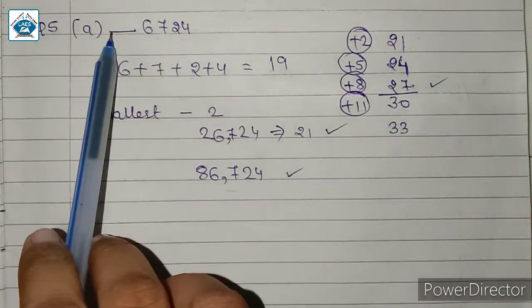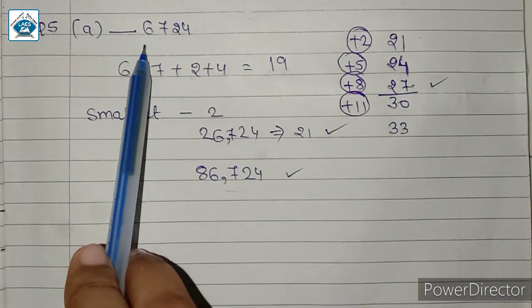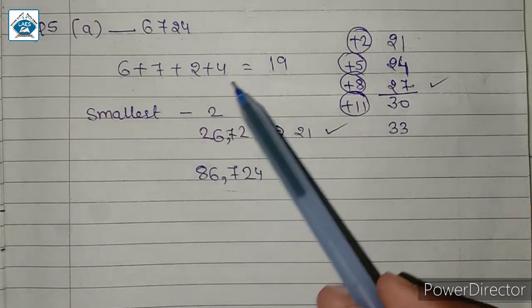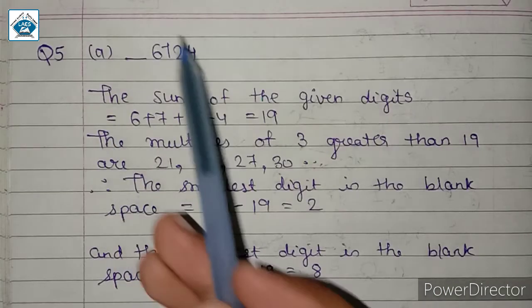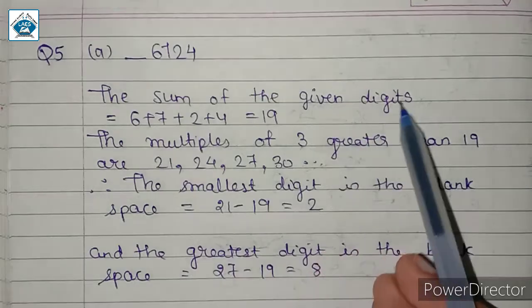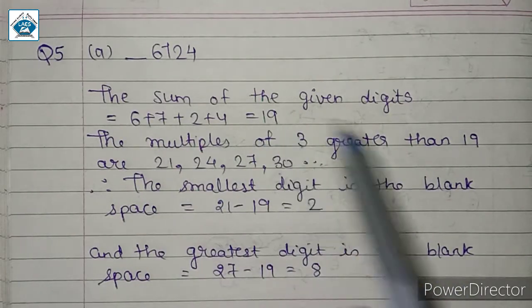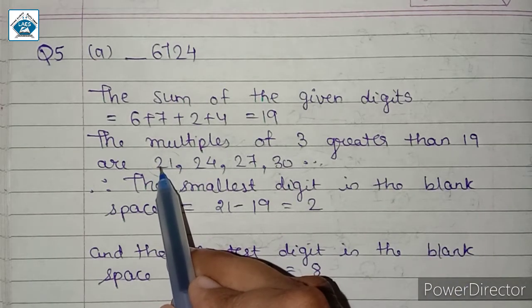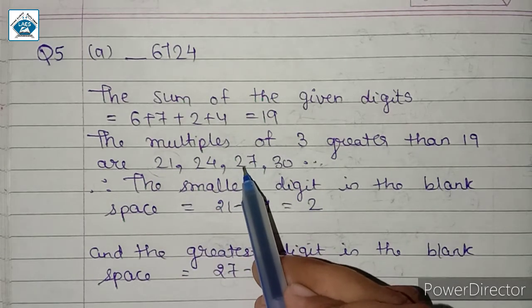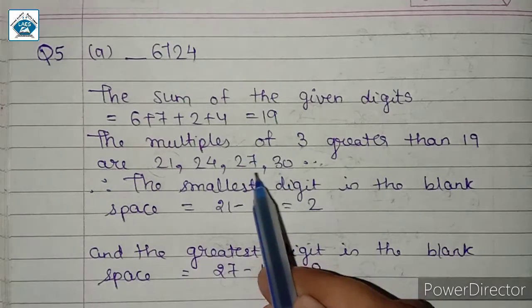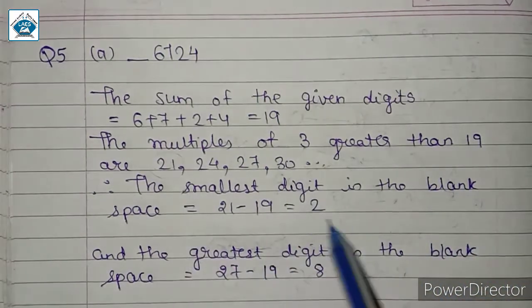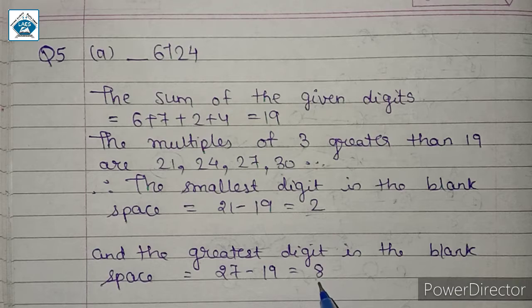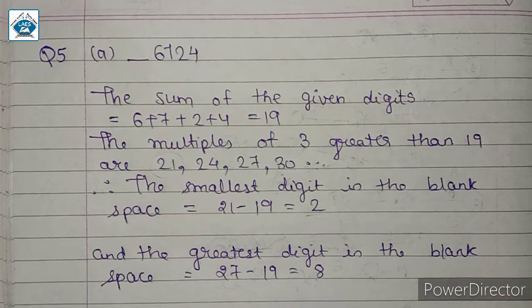So here, when we wrote 2, that was the smallest digit that made this number divisible by 3, and when we wrote 8, that was the greatest digit that made the number formed divisible by 3. In this way, you have to write the solution. First of all, we will find the sum of the given digits, which is 19. What will we add to 19 so that we get multiples of 3? The smallest number, which is closest to 19, is 21. And the one farthest from 19 that we get by adding a single digit is 27. So for making 19 into 21, we will add 2, and for making 19 into 27, we will add 8. So the smallest digit is 2 and the greatest digit in the blank space is 8.